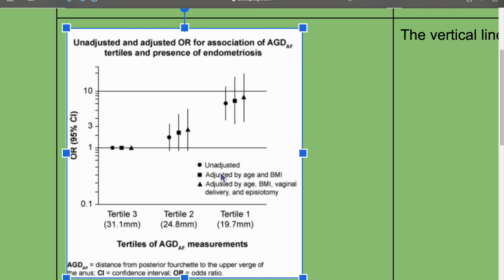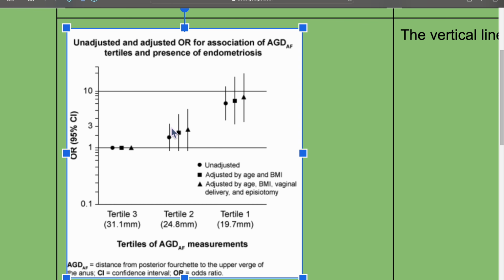Okay, so this is for the unadjusted, these squares are adjusted by age and BMI, and then triangles are adjusted by age, BMI, vaginal delivery, and episiotomy. Okay. So if they're asking you which one is the significant finding here out of the three, it's going to be tertile 1, 9.7 mm. Why? For tertile 3, it lands on 1, right? So that is not going to count.